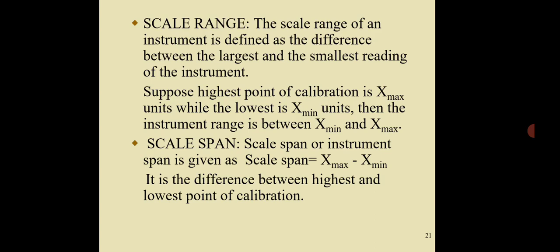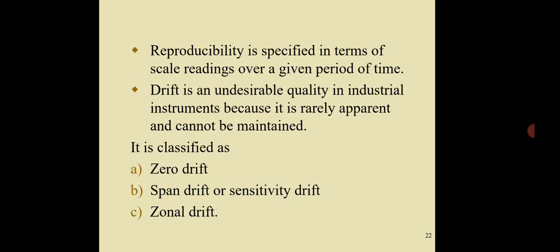Suppose the highest point of calibration is x max units while the lowest is x min units, then the instrument range will be x in between x min and x max. So you will have the range between these. What is scale span? Scale span is nothing but your instrument span, which is x max minus x min, the difference between the highest and lowest calibration.